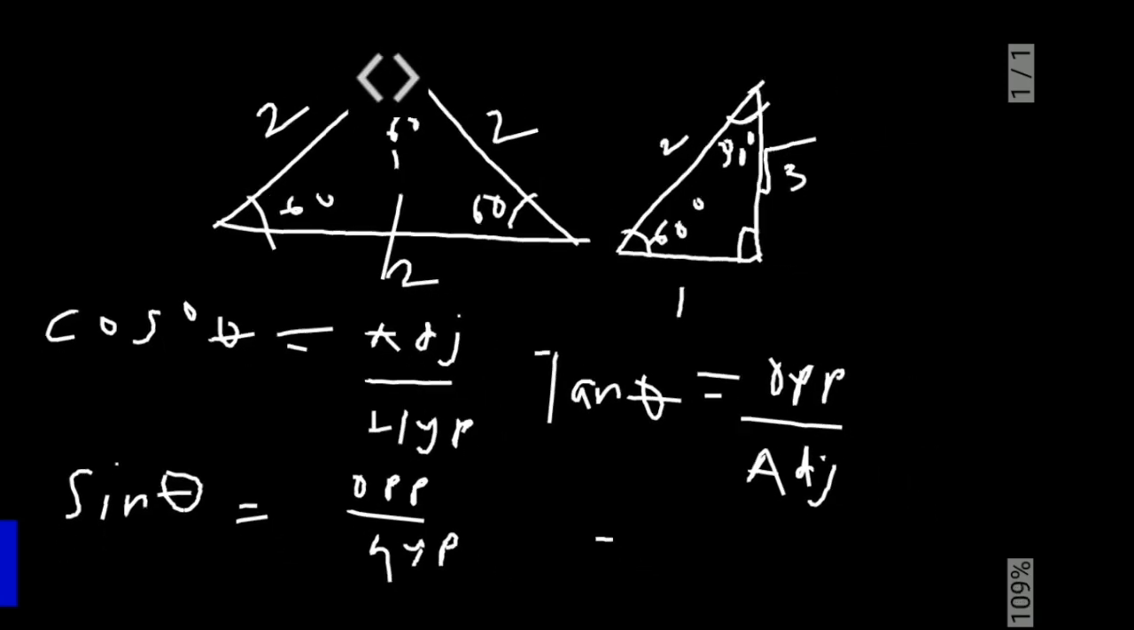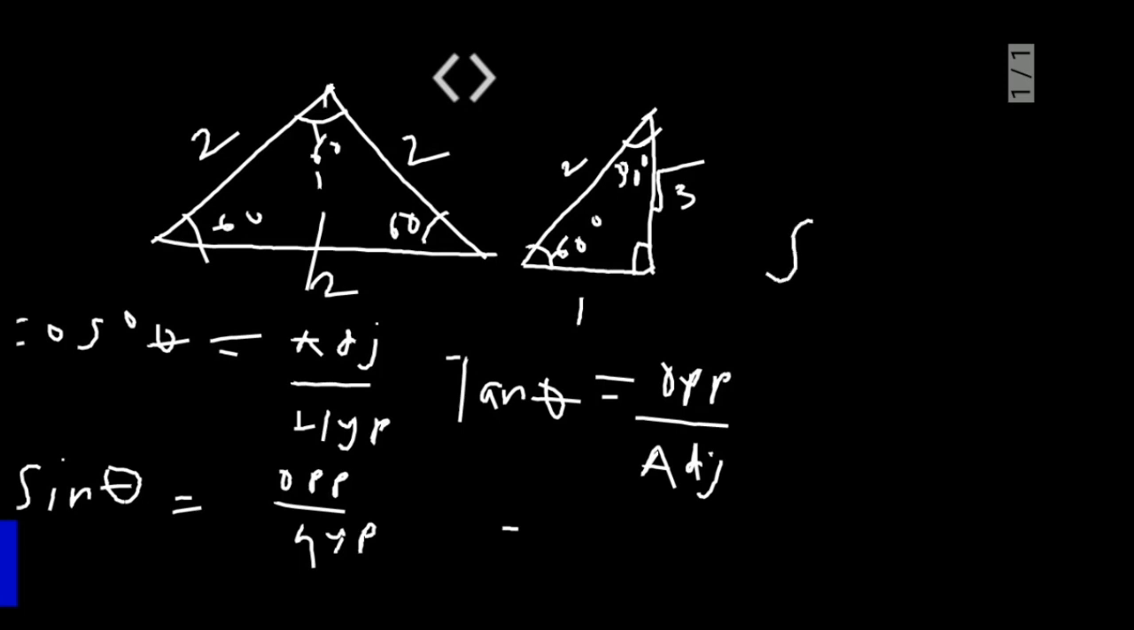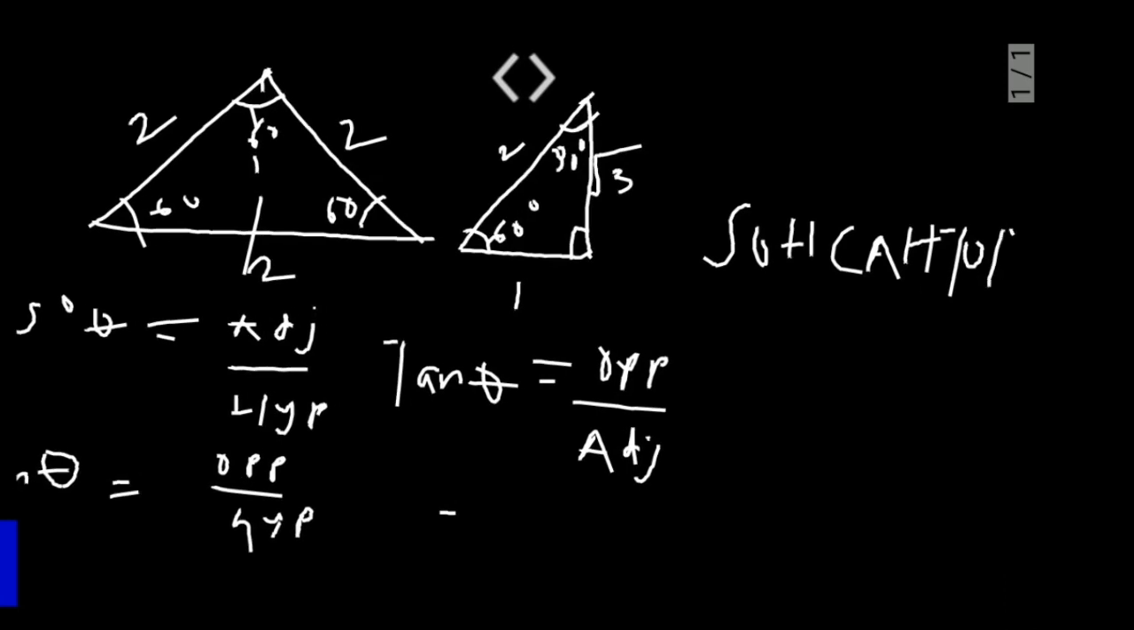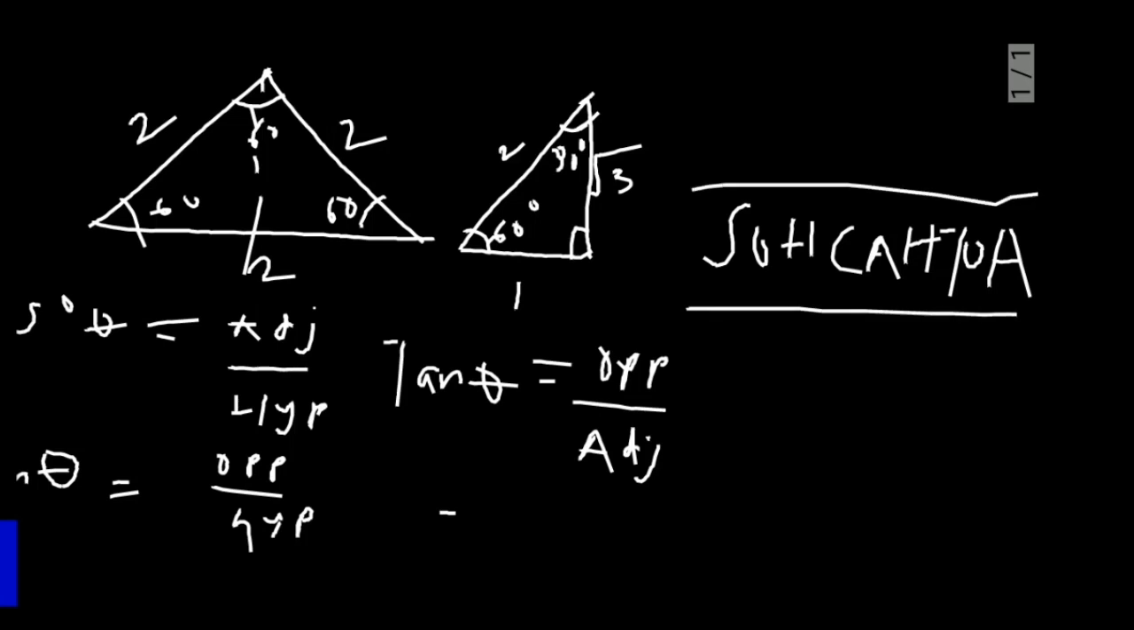You can actually combine this into so-ka-twa. Whichever way you pronounce it, it makes it very easy to remember. So we have so-ka-twa: sine of an angle is equal to opposite over the hypotenuse. The cosine of an angle is equal to the adjacent over the hypotenuse, and the tangent of an angle is equal to the opposite over the adjacent.